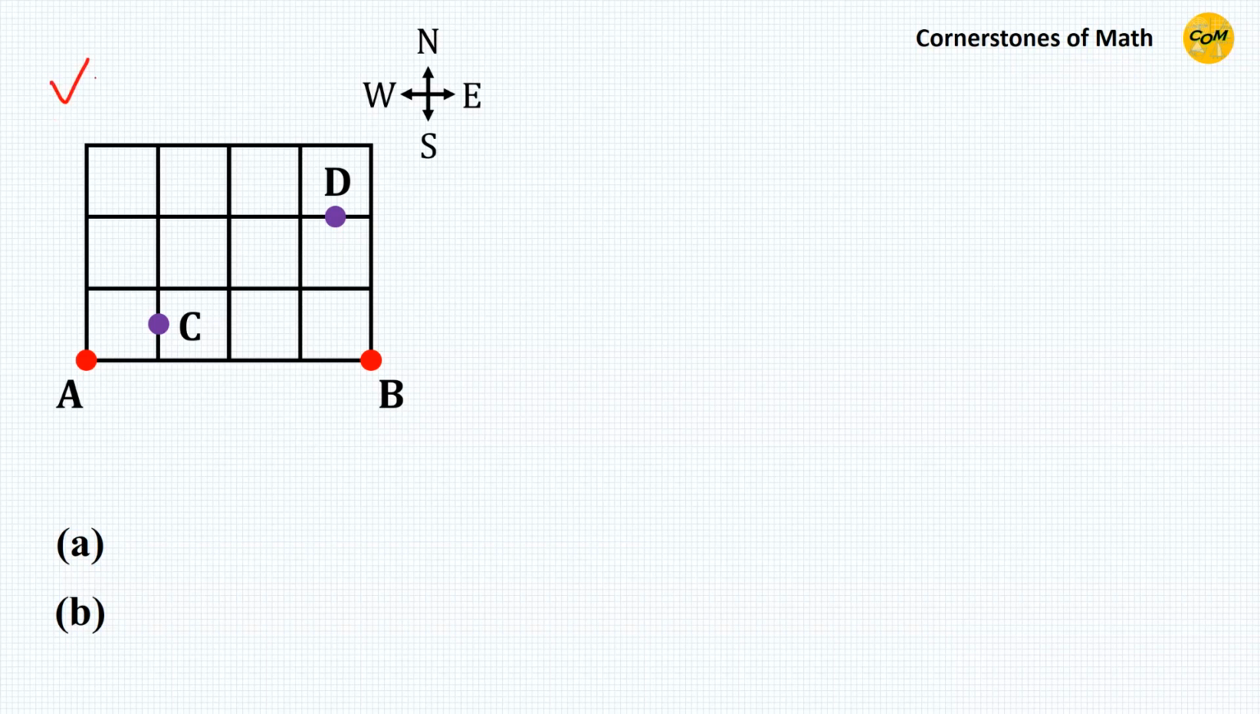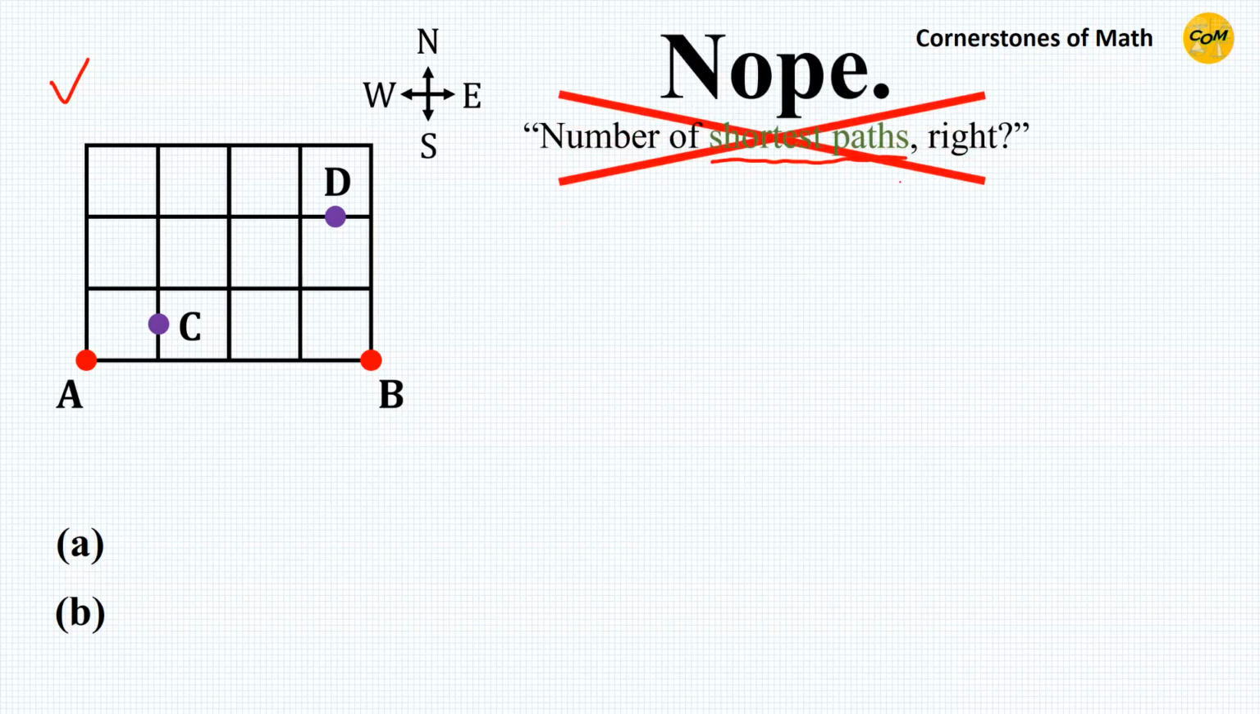Consider a grid of roads as shown in the figure. At this point, some of you might think, this is the famous find the number of shortest paths problem, right? Well, no, because in here the rules are slightly different.